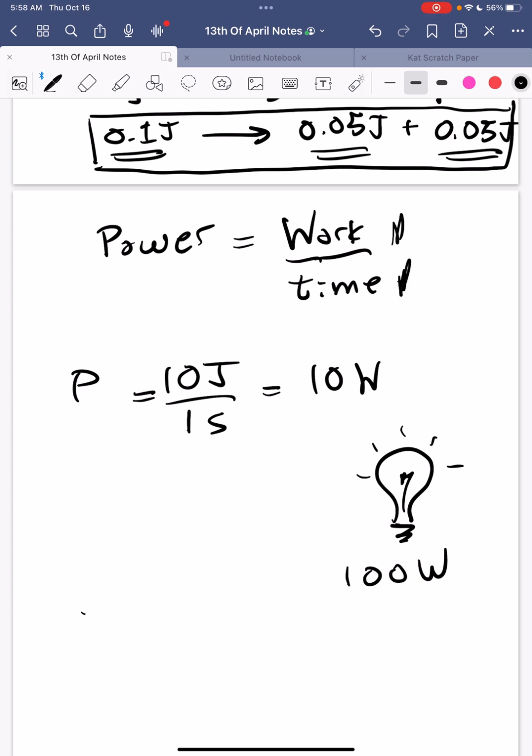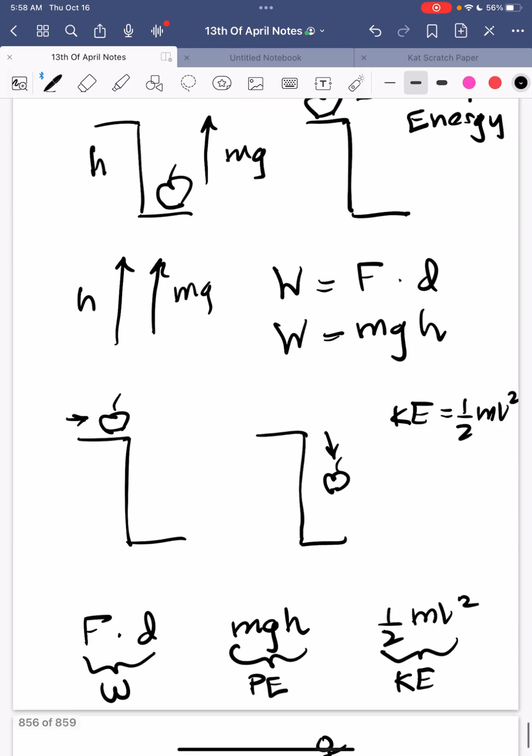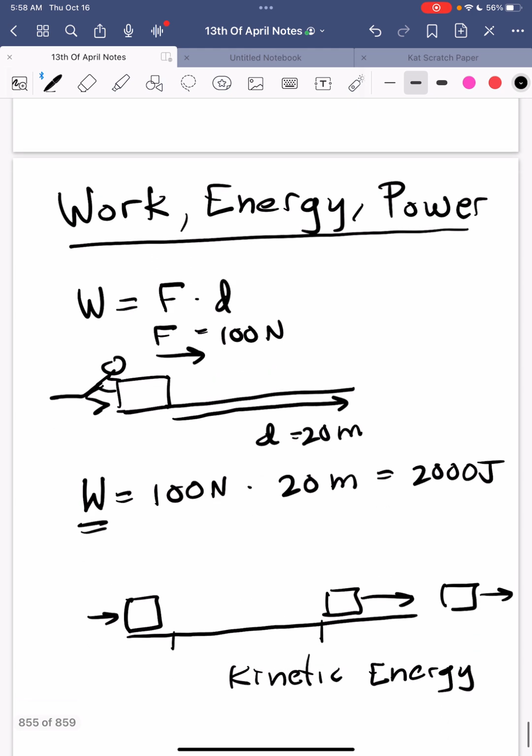So if somebody is able to run up a set of stairs very quickly versus someone who runs up a set of stairs very slowly, they've both attained the same amount of potential energy when they go to the top of the stairs. But the one who goes up more quickly is the one who will have greater power because they're doing it in less time. So hopefully this explained a little bit about the basic concepts of work, power, and energy.